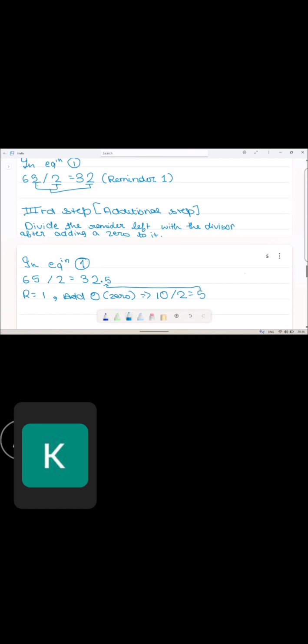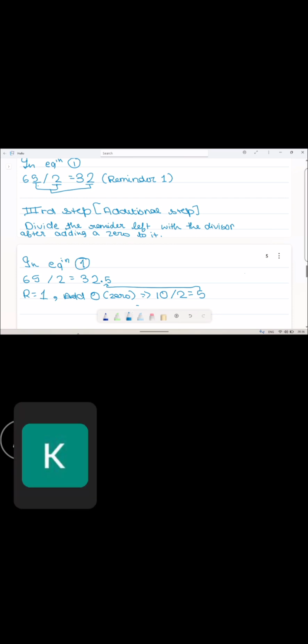Understood? Yes. So here what I've written in the additional step, you divide the remainder left with the divisor after adding a 0 to it. So in equation 1, that was 65 divided by 2, we have done 32. We got the answer when we did the first two steps. Now when we have to add a point to it, this is the remainder. Okay, R is remainder 1, we have added a 0 to it, that becomes 10, then divided it by 2, which is 5, and then written it as the answer with in the point. Okay, understood?